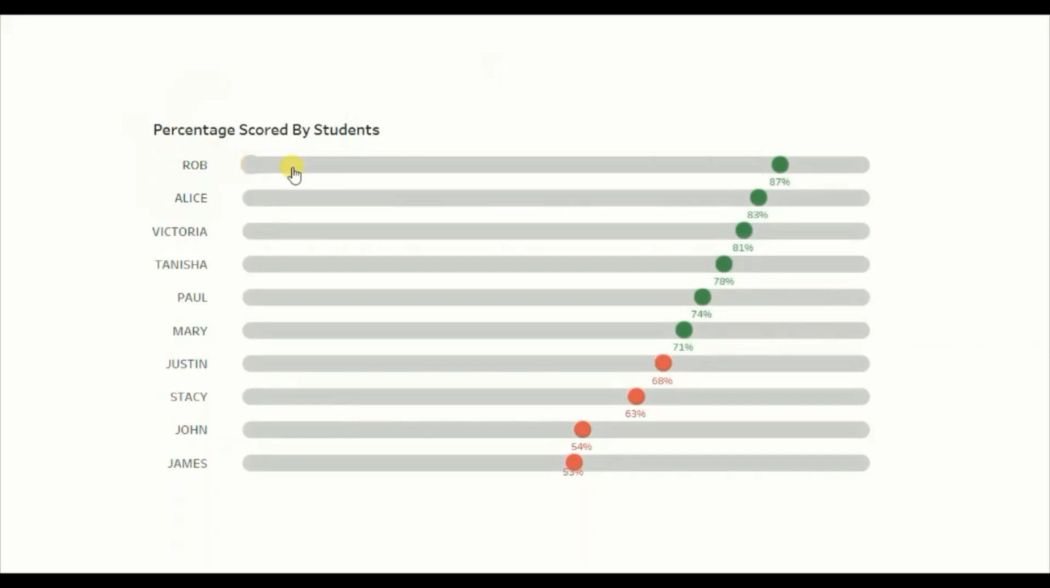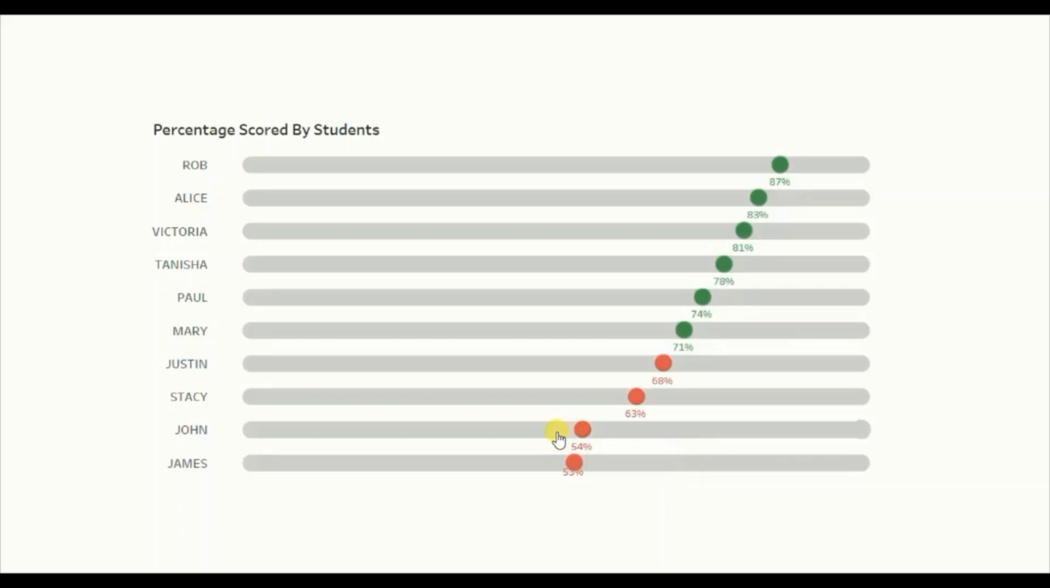Here I have a progress bar chart that shows percentage scored by 10 students of a class on a scale of 0 to 100%. Rob has scored 87% in the class on the scale of 0 to 100%. Then John has scored only 54% in the class.